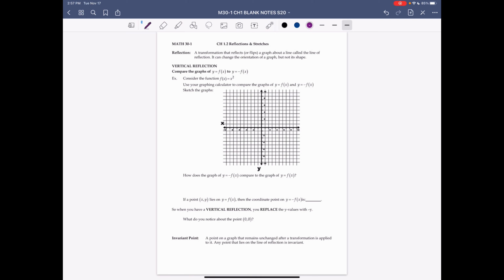Chapter 1.2, Reflections and Stretches. Reflection is a transformation that reflects or flips a graph about a line called the line of reflection. It can change the orientation of a graph, but not its shape.